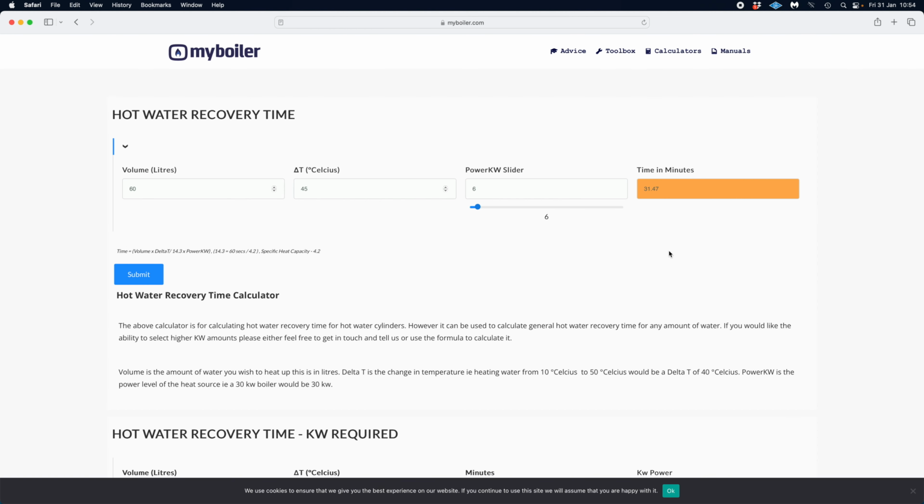See what space you've got and see what your recovery times are, and you make an engineering decision about what size you're actually going to use and the recovery times that you've got.